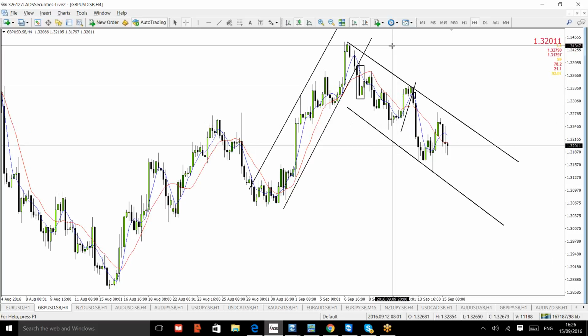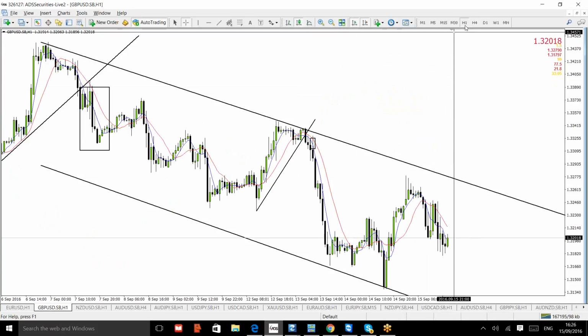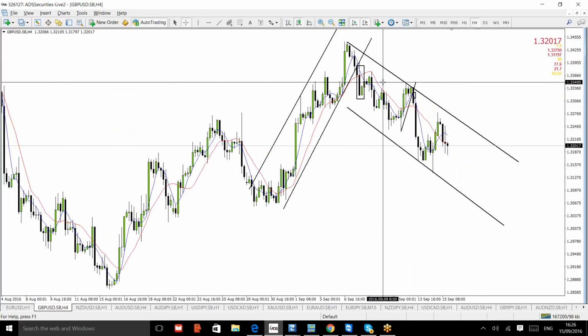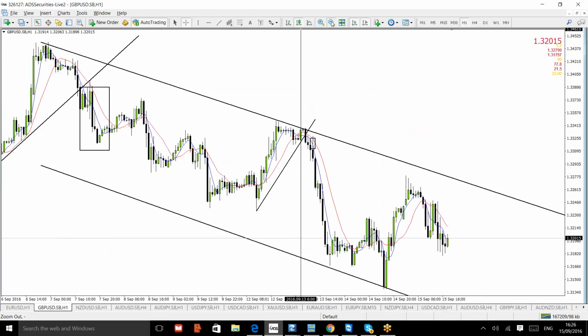Yeah, if it's on the 4 hour time frame, you go into the 1 hour time frame, right? Okay, this was your analysis. Go into the 1 hour time frame. I'll show you the entry.